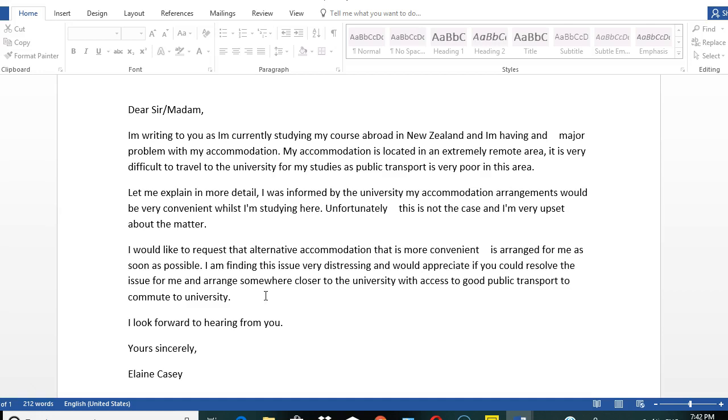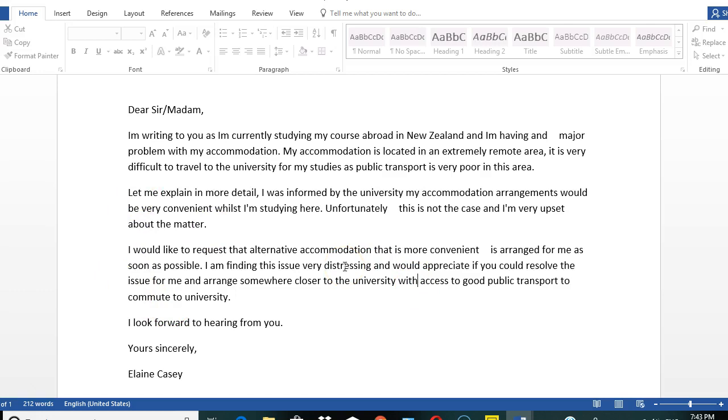So make sure that you vary the range of your vocabulary. Add a bit of detail here because I have a slight feeling that you are generally saying how inconvenient it is, but again, perhaps more explanation, more detail would be more convincing. So this is what I have to say. Your paragraphing is great. Your level of politeness is great.